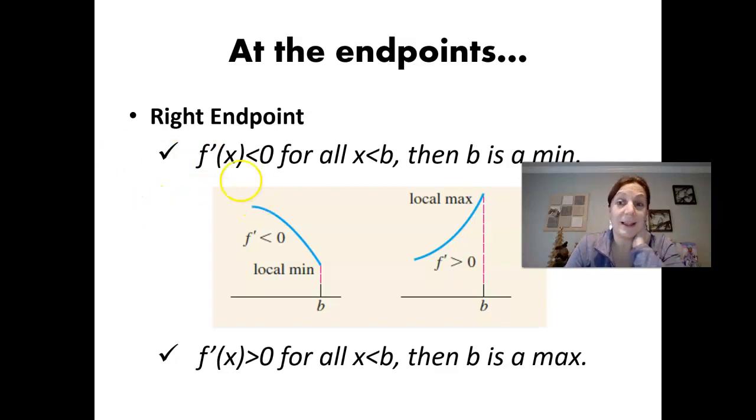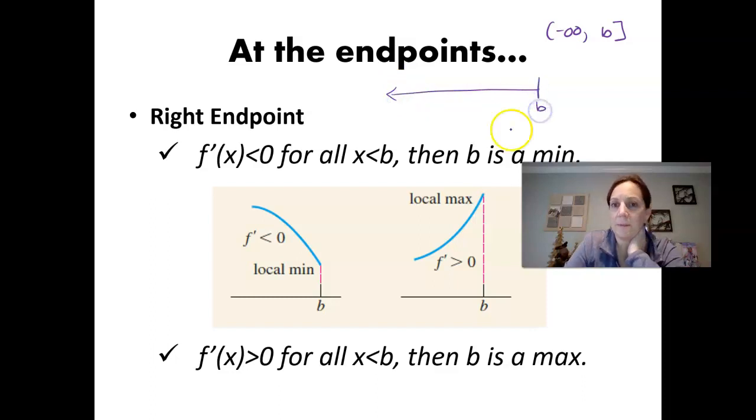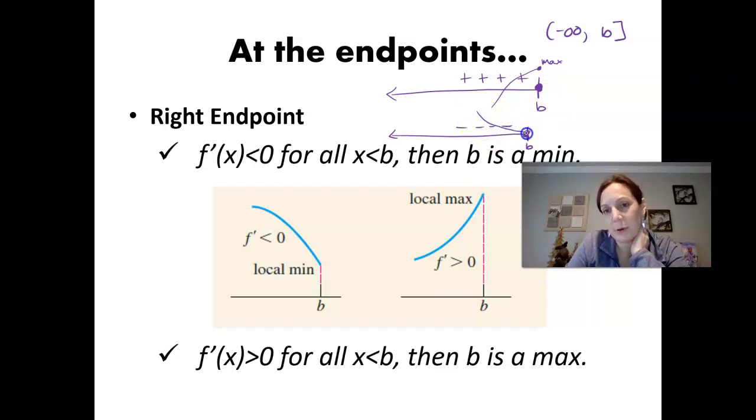So at a right endpoint, let's say we're on an interval from negative infinity up to some point B that is included. Now my sign chart is going to look something like this. If this is increasing as it approaches this endpoint B, and then it gets to B, that makes B a maximum. In the exact opposite way, if I have negatives on my sign chart, that means it was decreasing as it approached B, then B is going to be a min.